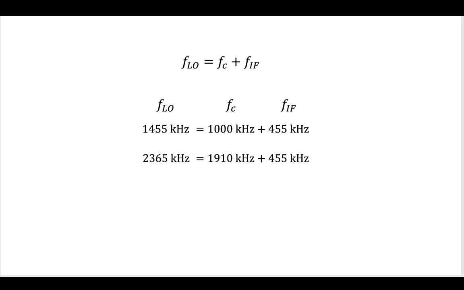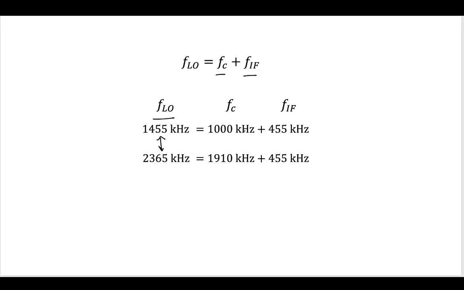For the final topic in this video lecture series, let's take a look at this idea of images. So to do that, let's consider this process where you have some f low, and the f low is equal to your carrier frequency plus the intermediate frequency. So if we had two different stations, one at 1000 kilohertz and one at 1910 kilohertz, when we mix them together, right, when we add the carrier frequency plus the intermediate frequency, we're going to get two different values of f low, 1455 and 2356.